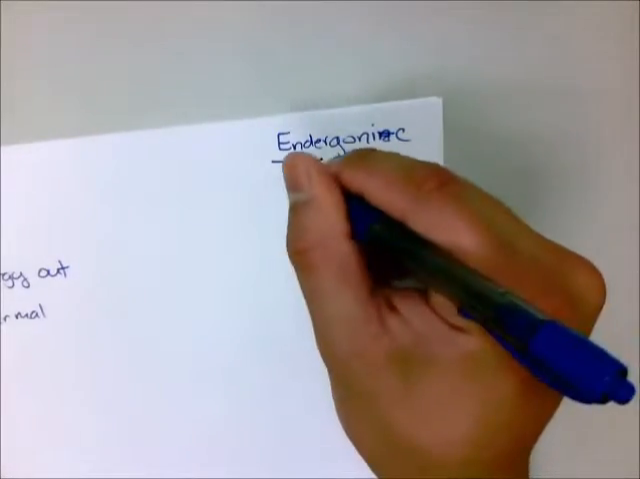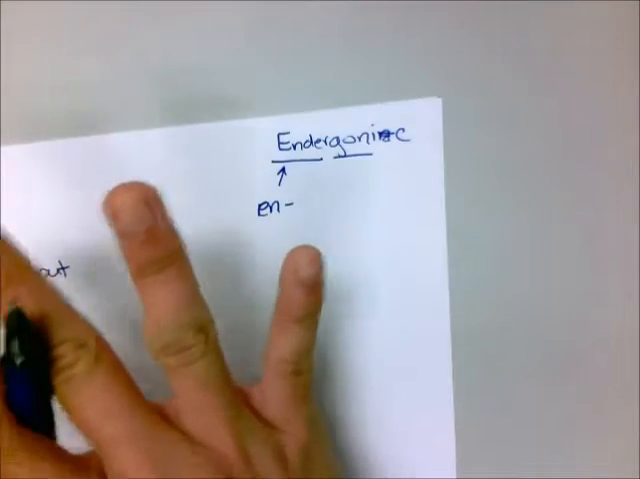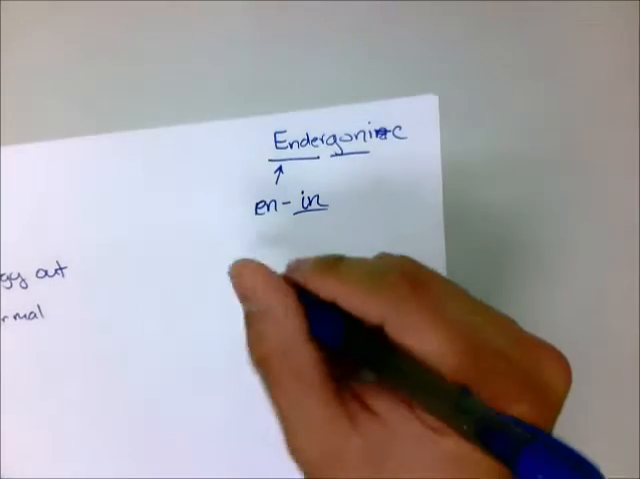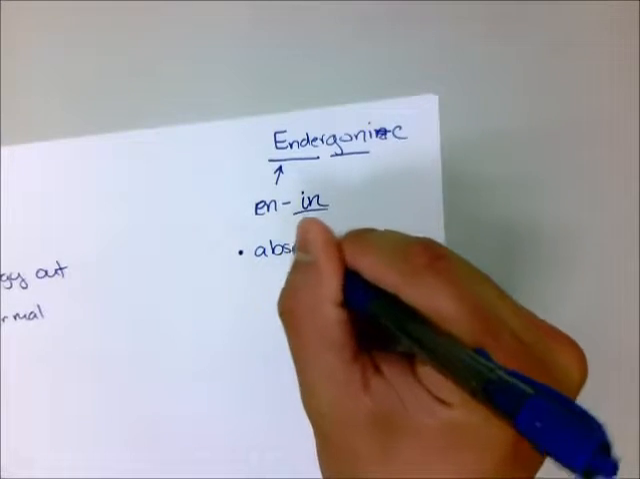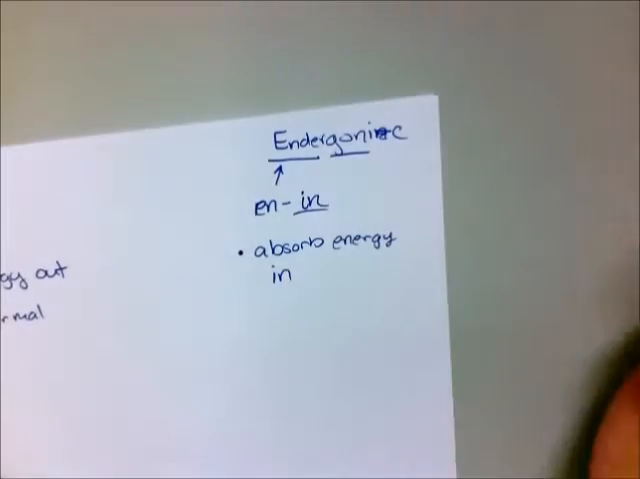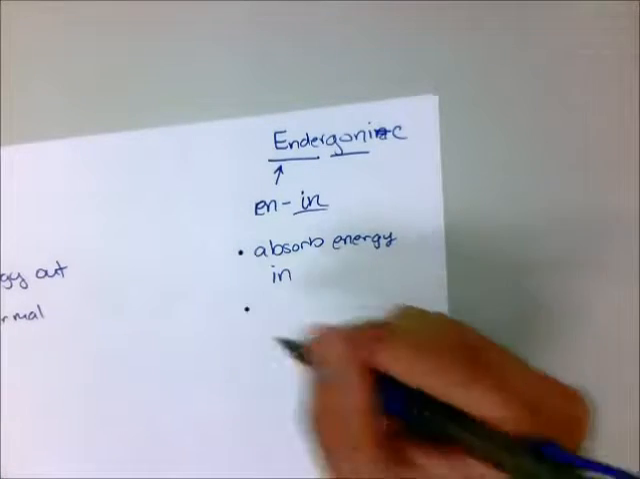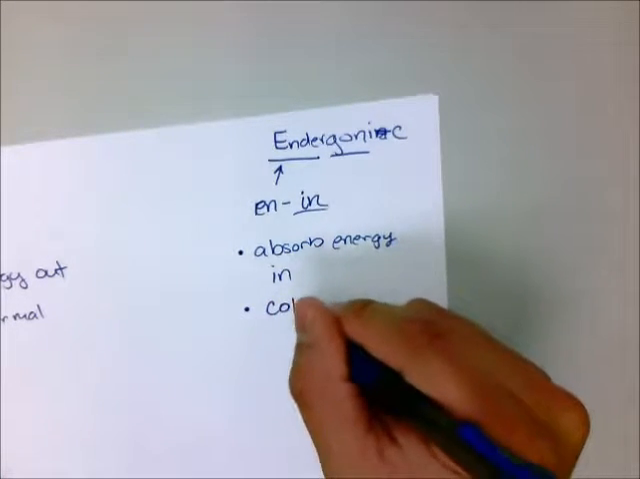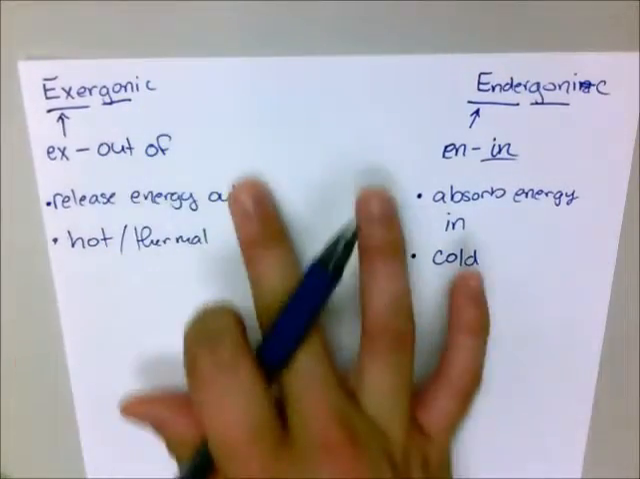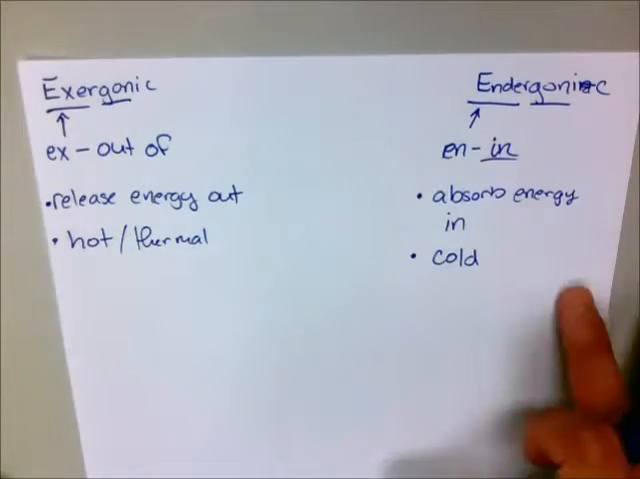Let's talk about these. Ender is from the Latin en, which just means in. Okay, so we're going to talk about the word in. So this means we're going to absorb energy in. So again, that same theme of homeostasis and memorizing two things is going to happen again. One releases energy out, one absorbs energy in. And when you absorb that energy, what happens is that you'll get cold. Okay, so it's going to be the exact opposite. If exergonic reactions release energy and get hot, endergonic reactions are going to absorb energy and get cold.